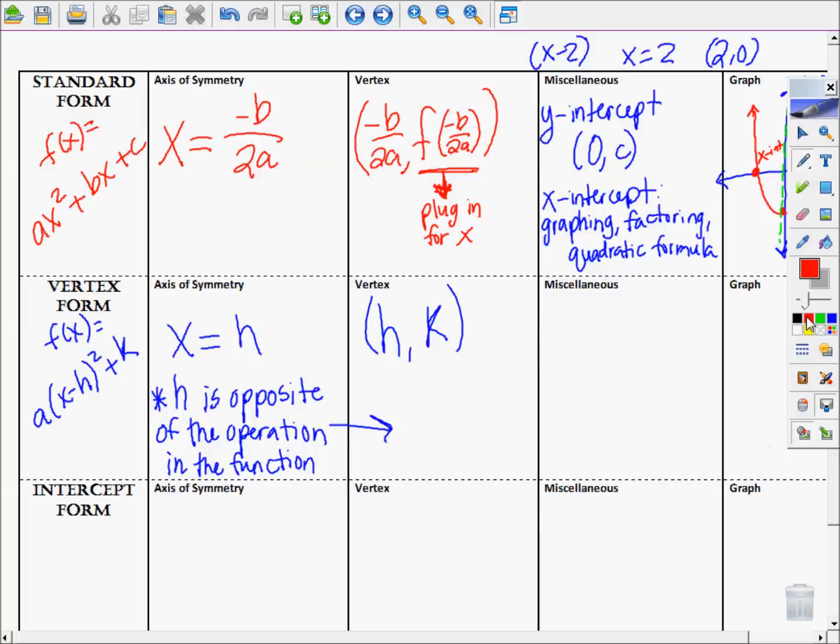All right, our miscellaneous is our y-intercept. Does anyone remember how to find the y-intercept in this case? Let me look on my notes.